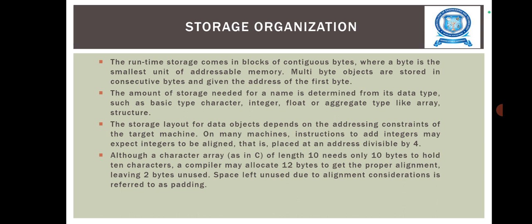On many machines, instructions to add integers may expect integers to be aligned, that is, placed at an address divisible by 4. Although a character array C of length 10 needs only 10 bytes to hold 10 characters, a compiler may allocate 12 bytes to get the proper alignment, leaving 2 bytes unused. Space left unused due to alignment consideration is referred to as padding.